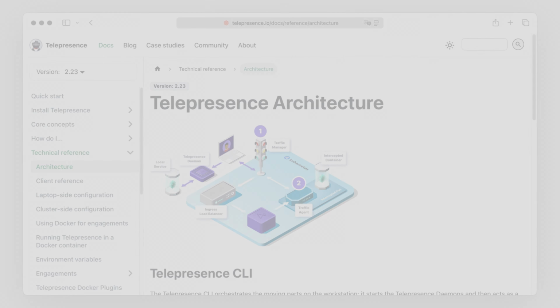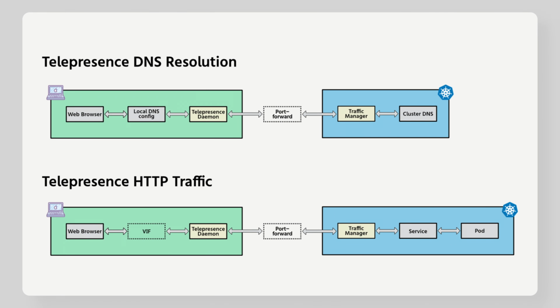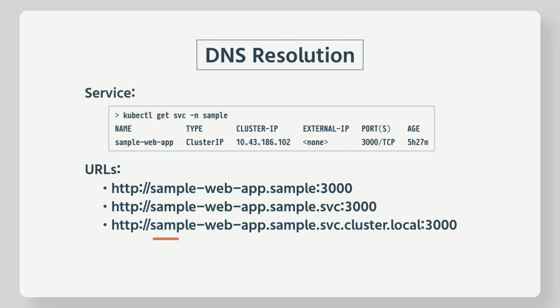Telepresence lets a local process join the cluster network and DNS, as if it were running in Kubernetes. With DNS integrated, you can hit any cluster services by name. For our example project, you can access the application with this URL in your browser. Now, let me show how I start Telepresence.